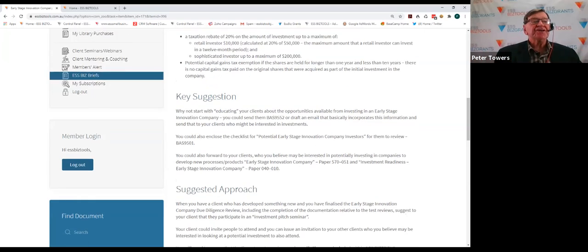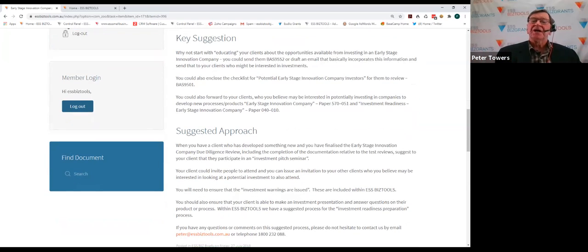So what we have here is an explanation. You might read this and say, gee, it would be a good idea to have a conversation with some of your clients who are keen to invest in new emerging companies. This way, they not only invest in the new emerging companies and hopefully make substantial returns on that investment, but they can also obtain a tax rebate of up to $10,000 for a retail investor, $200,000 for a sophisticated investor, and they can also avoid capital gains tax. It's worth having that conversation, I think.